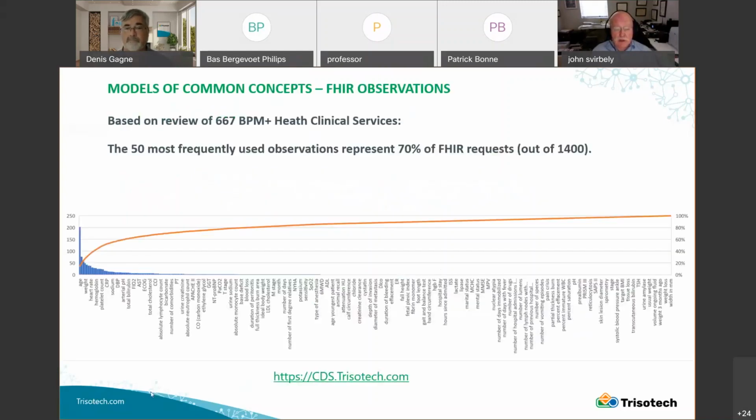This is a representation of FHIR observations that were made out of the 667 models. There were approximately 1,400 data calls with 331 separate data items. When you analyze them, there were 50 items that represented almost 3/4 of the usage. It was also found that 2/3 of the data was only used once.